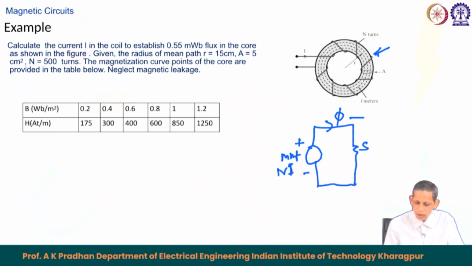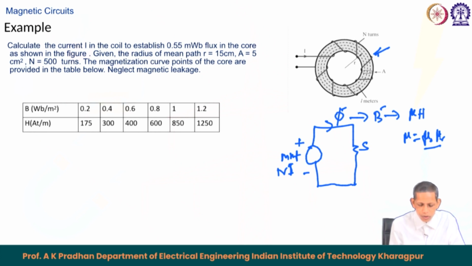Flux phi we relate to B, and from B we relate to mu into H in the core part, and mu equals mu naught into mu r. So, given the value of mu r for a magnetic circuit, using mu naught and mu r, you can find out the corresponding mu, and for a given value of phi, you can find out B, from B equals phi upon A. From that B you can find out the corresponding H value if the mu r value is given. That is what we have learned.